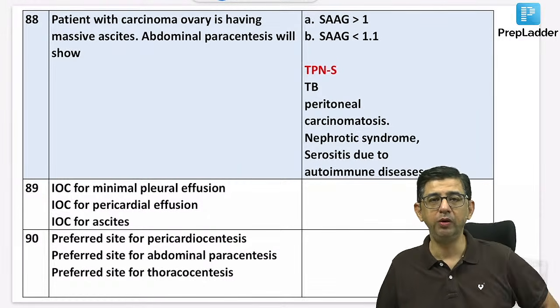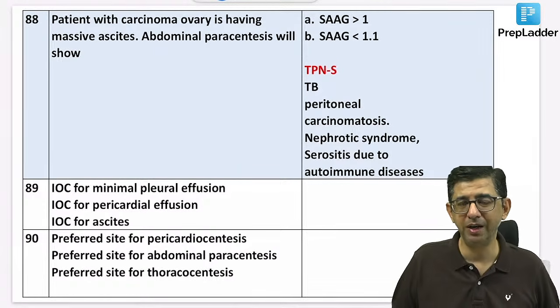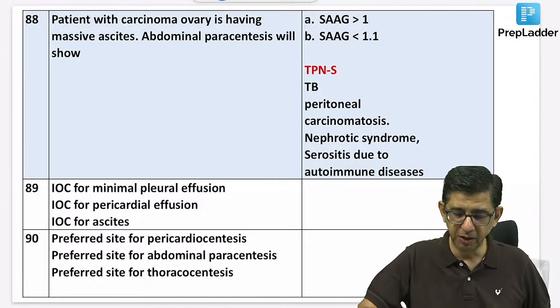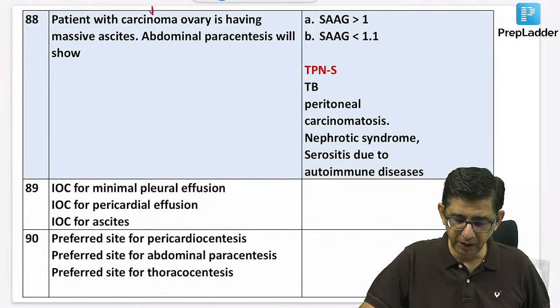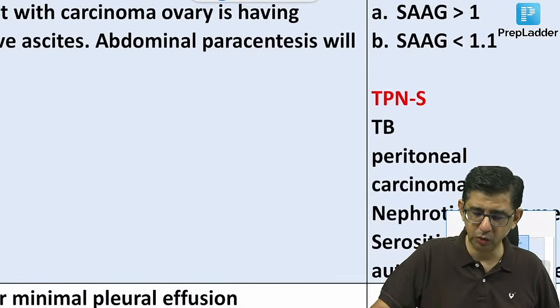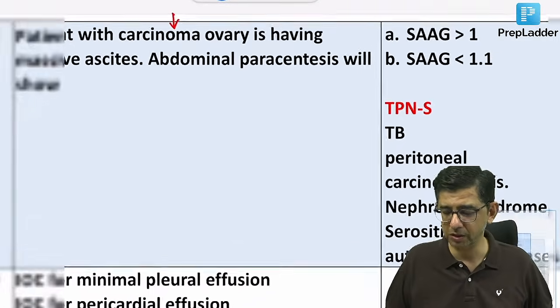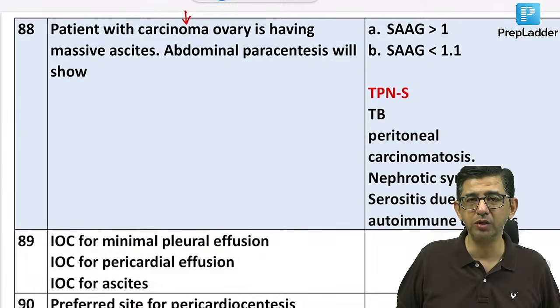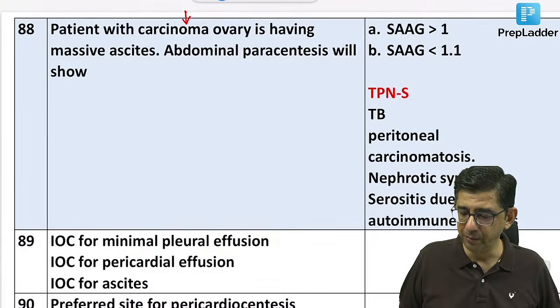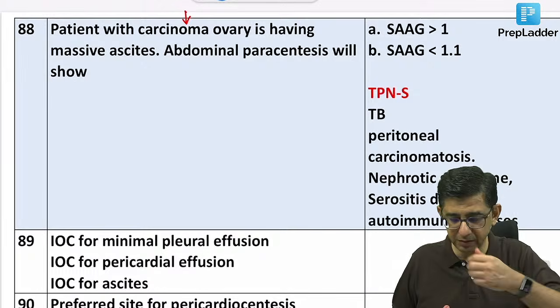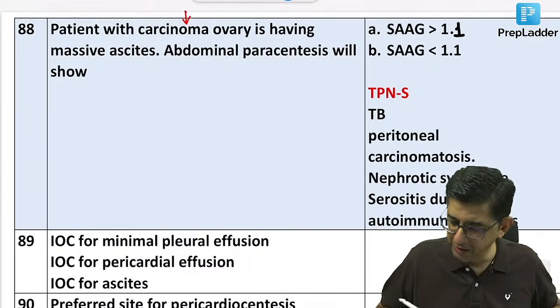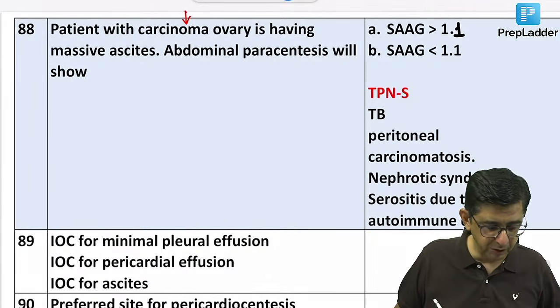Then they love to ask you regarding SAG, that is serum albumin ascites gradient, which is for evaluation of ascites. The patient has ovarian cancer with metastasis to the peritoneal cavity, a peritoneal carcinomatosis. So you have to select for 88: what will happen to the SAG values in this particular case? Would it be more than 1.1, or will the values be less than 1.1? Quick answers, A versus B, please.